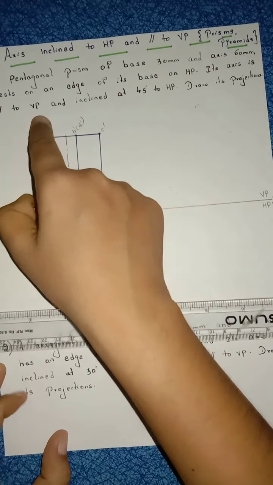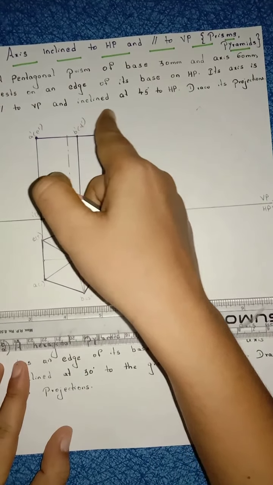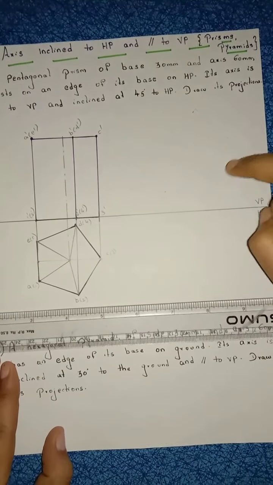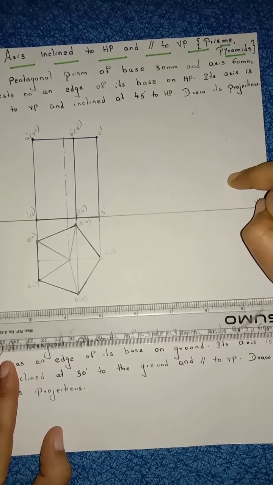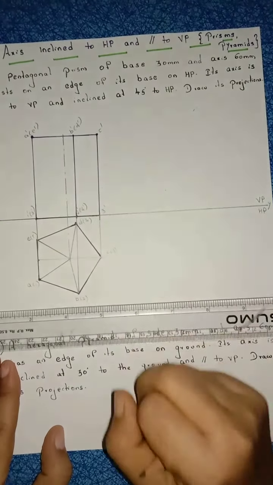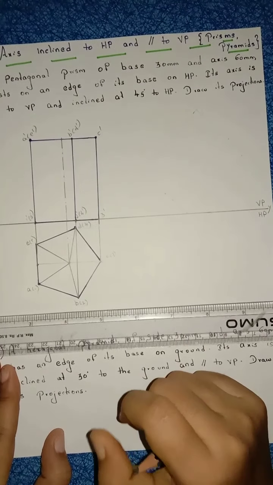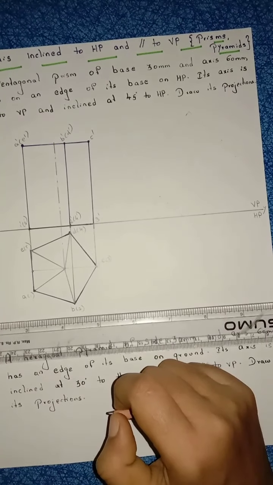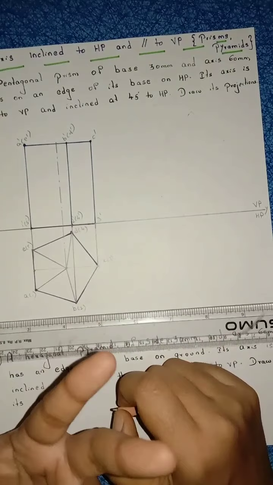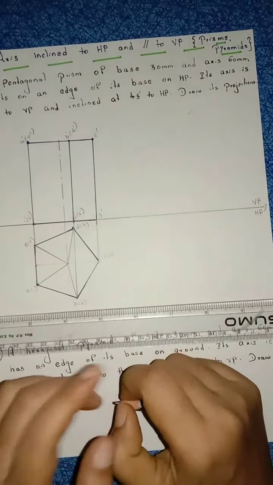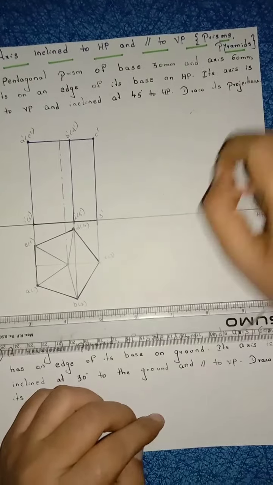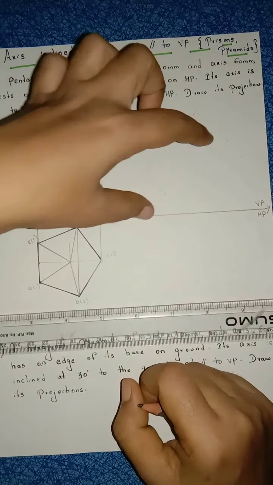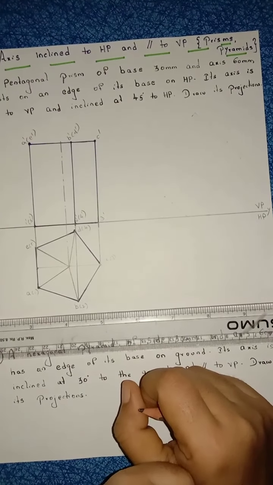Its axis is parallel to VP and inclined at 45 degrees to HP. 45 degrees to HP means I have to construct an angle here, right? So what is the condition here? Axis is inclined at 45 degrees, right? Now you see what I will do. I can construct this step by two methods, right? First, in this question they are saying axis, right? So axis means I have to take this line. This is your axis. I have to draw an axis here with an inclination of 45 degrees, right?